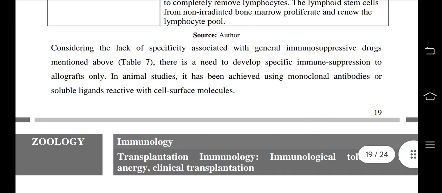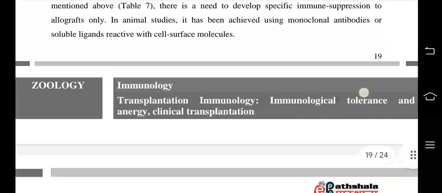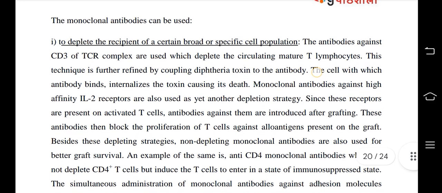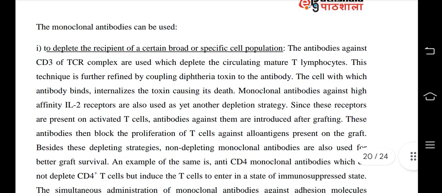Considering the lack of specificity associated with the general immunosuppressive drugs mentioned above, there is a need to develop specific immune suppression to allografts only. In animal studies, it has been achieved using monoclonal antibodies as soluble ligands reactive with cell surface molecules. The monoclonal antibodies can be used to deplete the recipient of a certain broad or specified cell population.